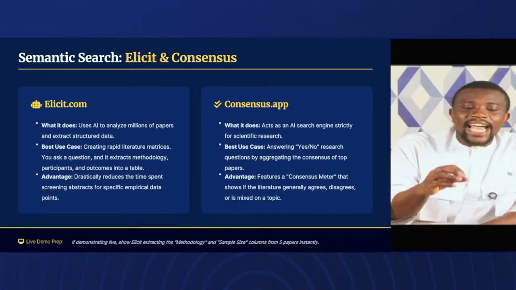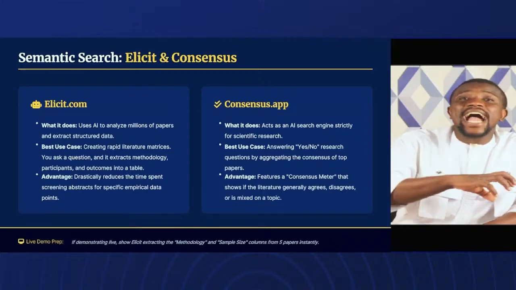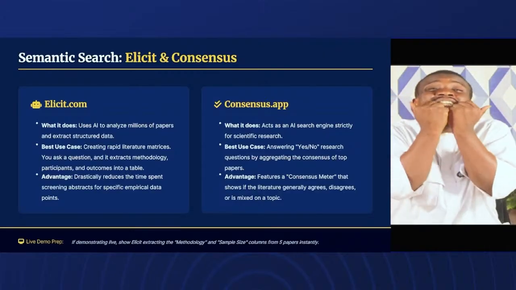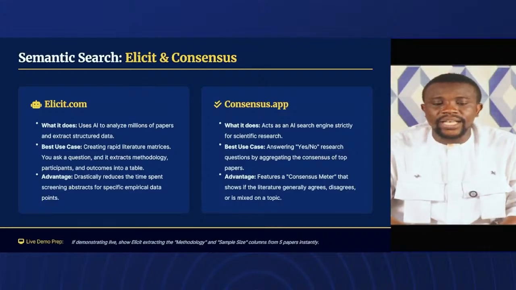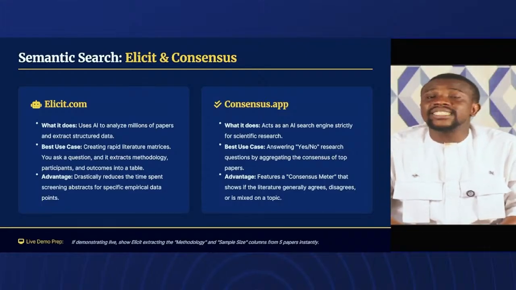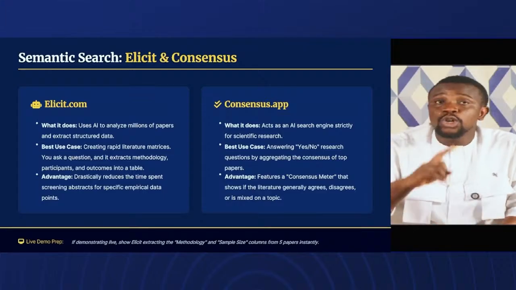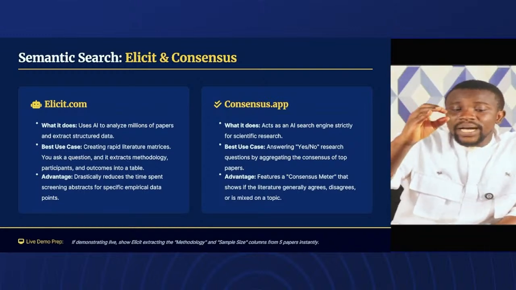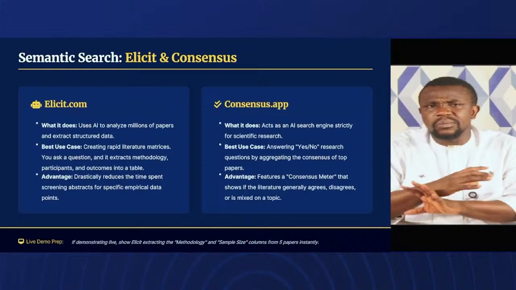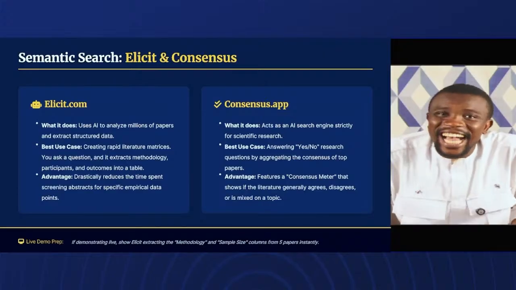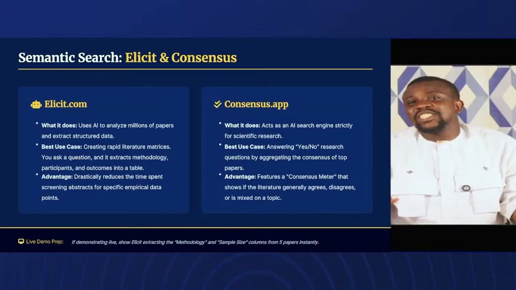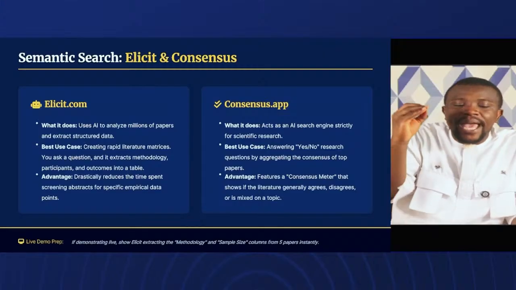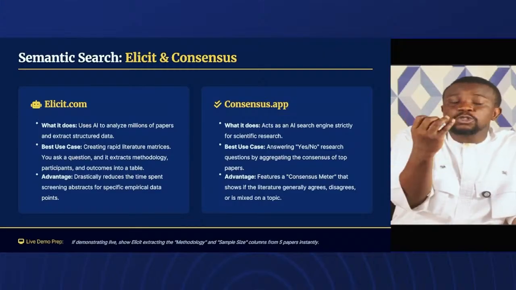And Elite AI, what it does is that it uses AI to analyze millions of data, and it can extract structured data. Then the best use case is that we use it to create rapid literature matrices. You ask a question, it extracts the methodology, the participants, and the result, the outcome into a table. That is what it does. And what is the advantage of Elite AI? Actually, the advantage of Elite AI is that it drastically reduces the time you spend in screening abstracts for specific empirical data.